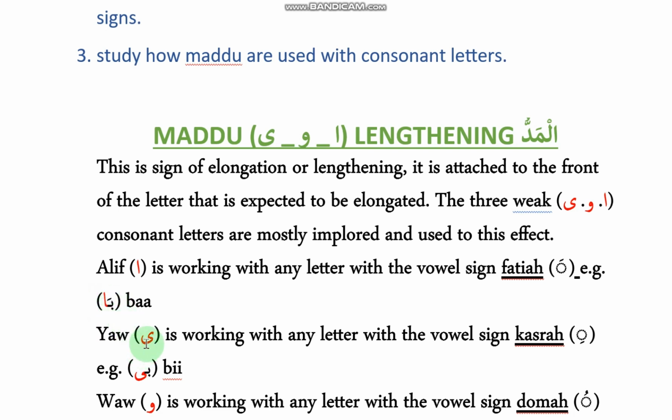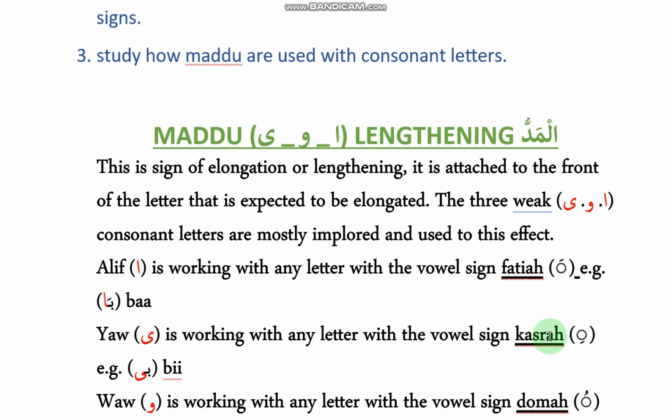Likewise, when we look at yaw, it is working with any letter with the vowel sign kasra, which means if a letter has kasra and you want to elongate it, we are going to employ yaw to elongate it.